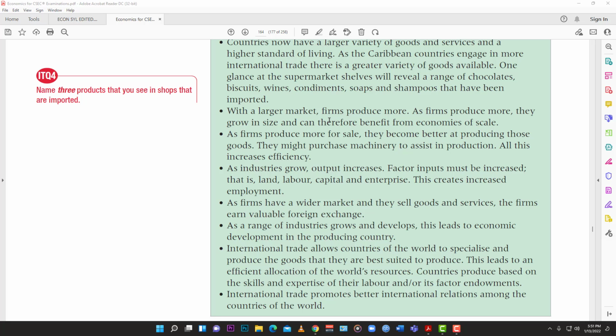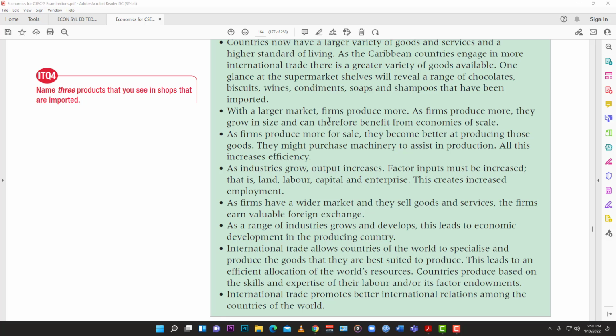A firm produces more for sale. As firms produce more for sale, they become better at producing those goods. They might purchase machinery to assist in production. All this increases efficiency. So they are saying here, as you become specialized in what you do, you can become so efficient at producing this particular thing that it could become an advantage for you. Because you're producing it enough for this large market, you're becoming more professional, more efficient at producing that particular good. And so you can customize machines for that particular product. Because you're so good at it now, you become more efficient, and so you're saving money by producing this good at this level. So that's the next advantage of international trade.